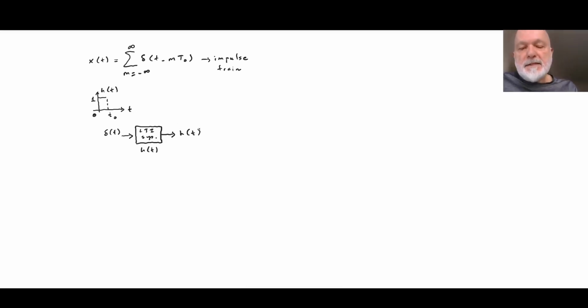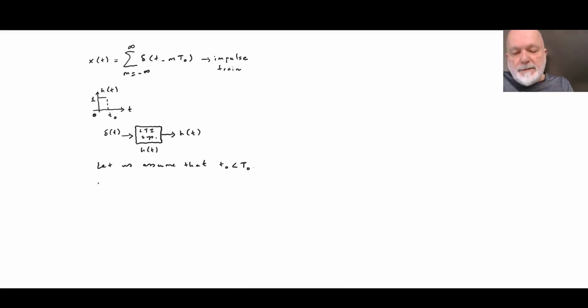Now we know that the system is linear and time invariant. Now we are going to make use of that fact. But first of all, in order to simplify the problem a little bit, we assume that t0 is less than capital T0. So let us assume that t0 is less than capital T0.